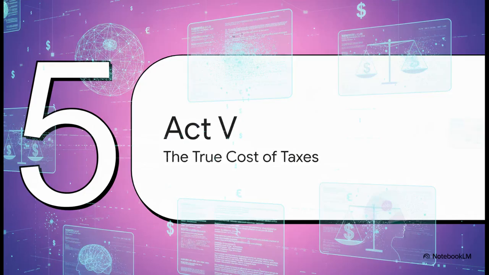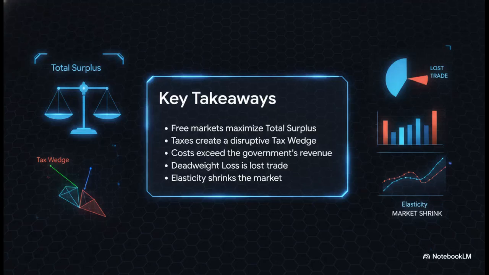Act 5. The true cost of taxes. As we power down this simulation, it's super clear that taxation is way more complex than just moving money from a citizen's bank account to the government treasury. Every single intervention has a hidden behavioral cost. Let's run a final system diagnostic here. The true price of civilization always includes this invisible, evaporated surplus.